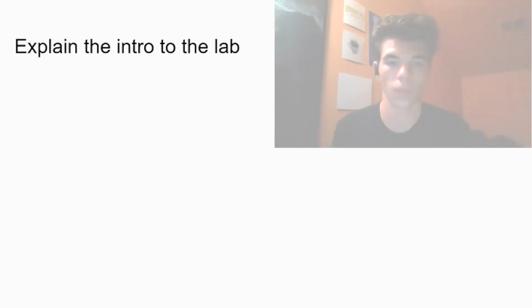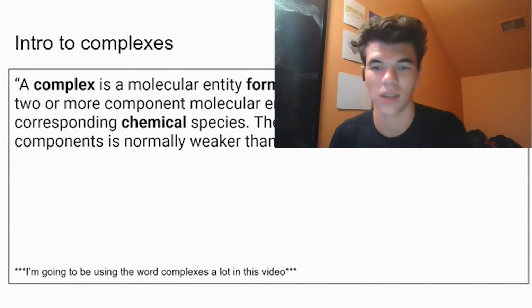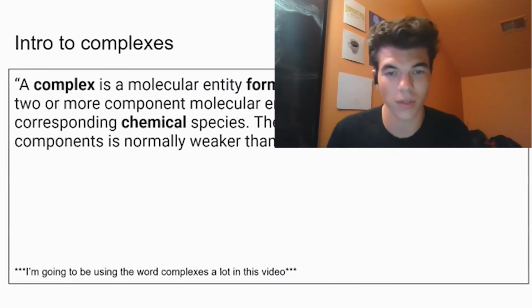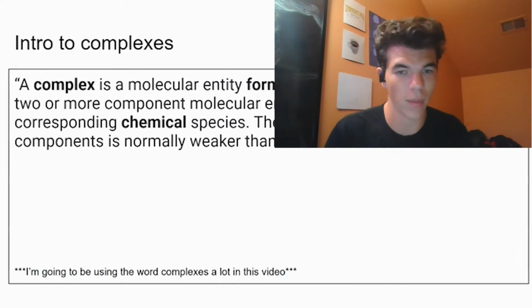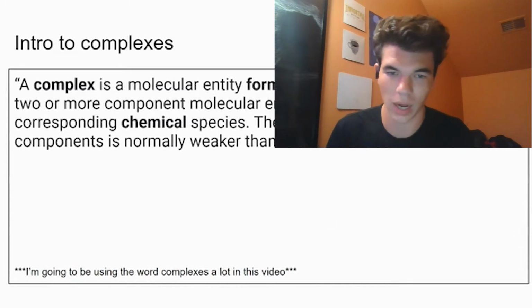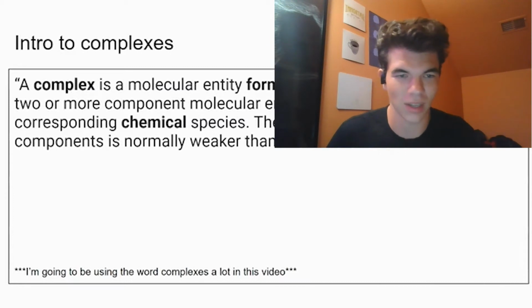Now, I know what you're thinking. What's a complex? A complex is made up of a central metal atom or ion surrounded by negatively charged ions or neutral molecules possessing a lone pair of electrons. We didn't cover this too much this year, but it's very weak, so this is what we're going to be changing in the lab. And a ligand is another nonmetal molecule in the complex, in this case water and ammonia. And I'm going to be using the word complexes a lot in this video.